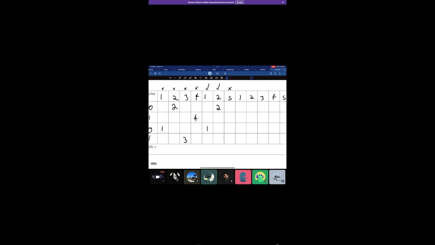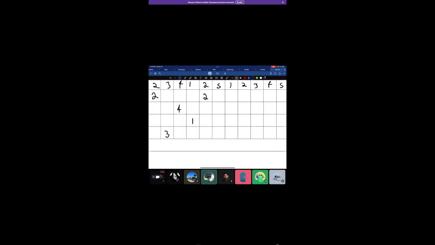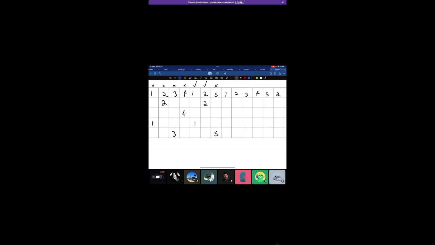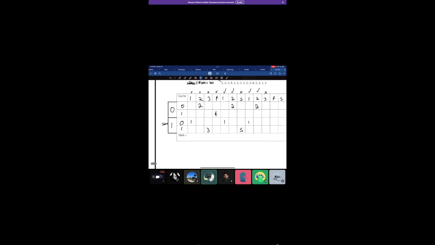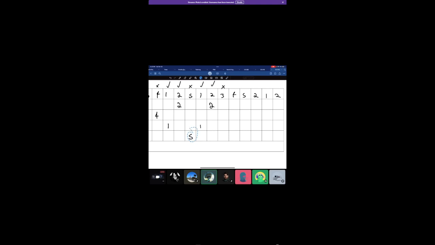So then we get up to 5, and we see the least recently used is 3. So we're going to replace the 3 with the 5. We get another hit on 1, so 1 goes here. We get another hit on 2, 2 goes there. We get a miss on 3. Least recently used in set 1 is 5, so we're going to replace the 5 with 3. 3 goes here.